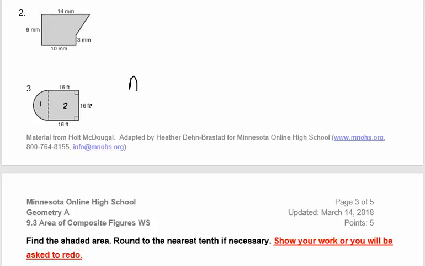So the area of a circle is pi r squared, but we only have half of that circle. So 1/2 pi r squared. And then we're going to add to that the area of the rectangle, or it's a special rectangle, a square, which is length times width, or side squared, because it is a square. So that would be 16 times 16, or 16 squared.